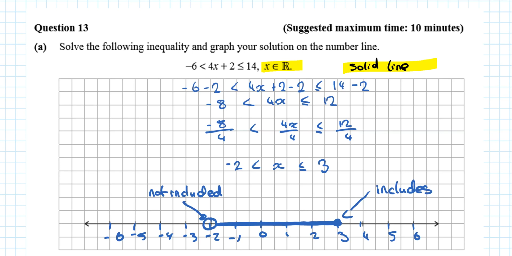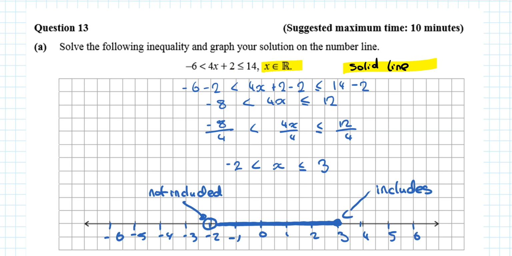So I'm looking at the DEB Junior Cert 2016 Paper 1 Higher Level Maths question 13. It's an inequalities question. Solve the following inequality and graph the solution on the number line. Minus 6 is less than 4x plus 2 is less than or equal to 14, where x is an element of the real numbers. It's important that you remember that the real numbers are solid lines in a number line.